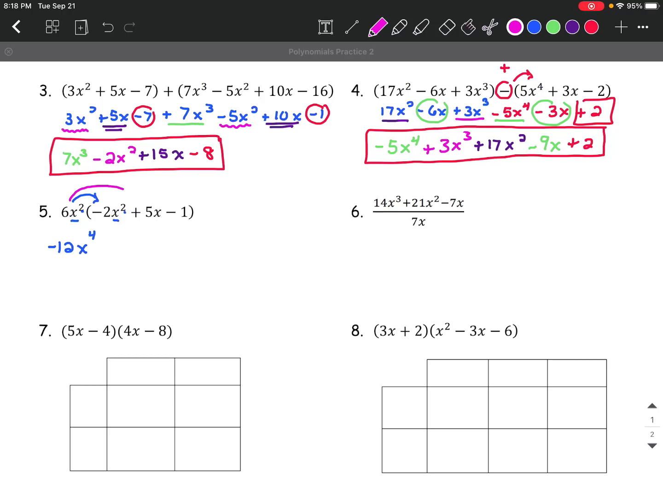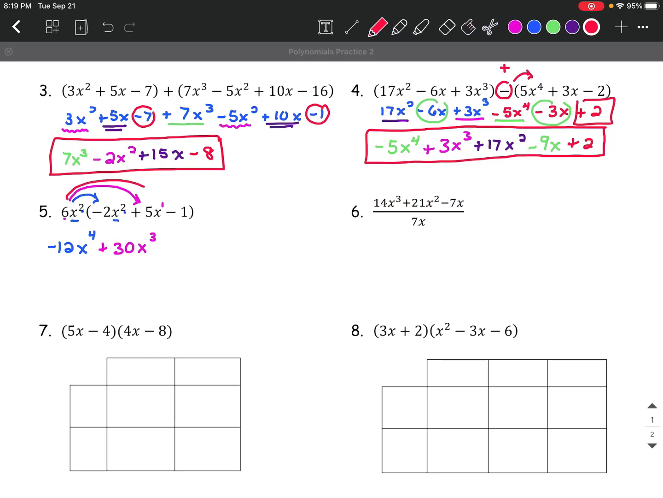Now we're going to take this and we're going to multiply it by the 5x. 6 times 5 is 30. And I had an x squared, and I have an x to the 1st. 2 plus 1 is 3. So that's x cubed.